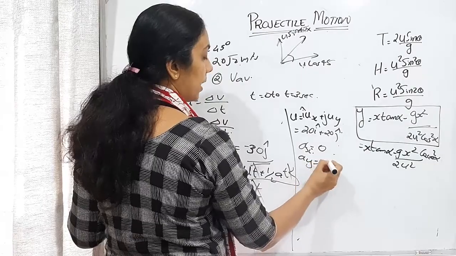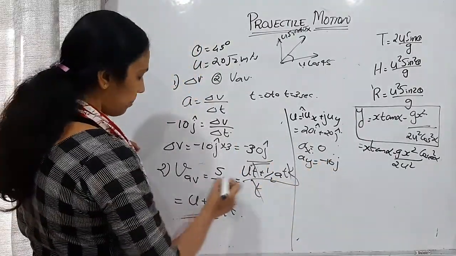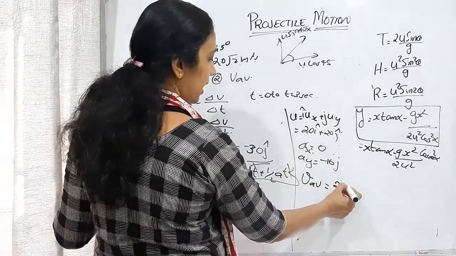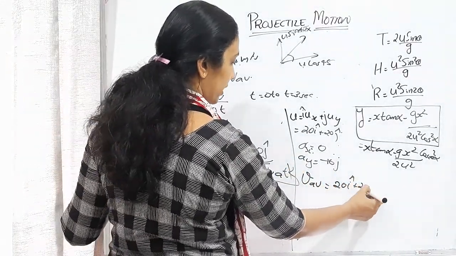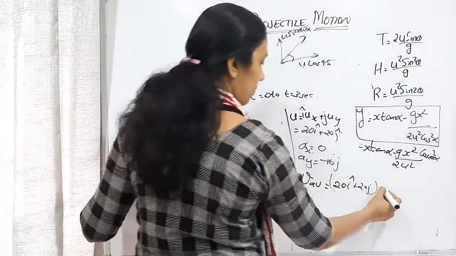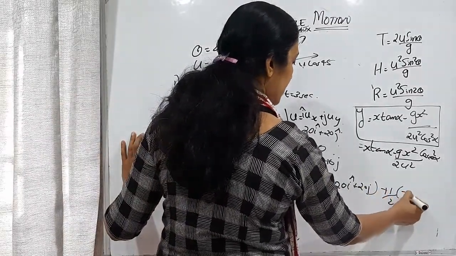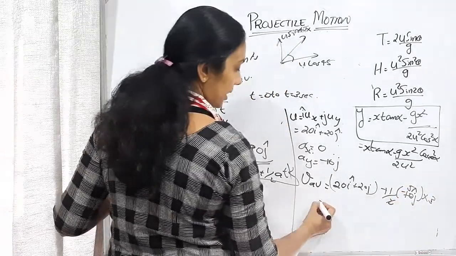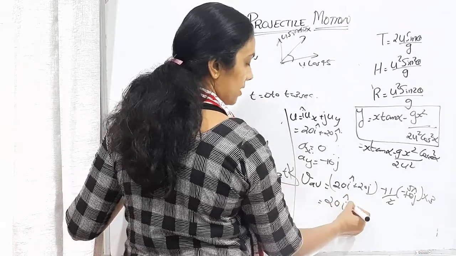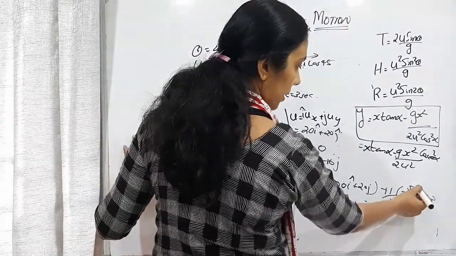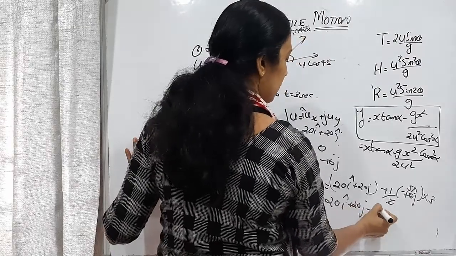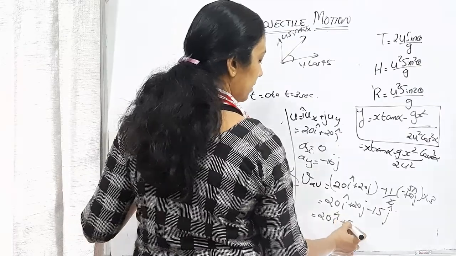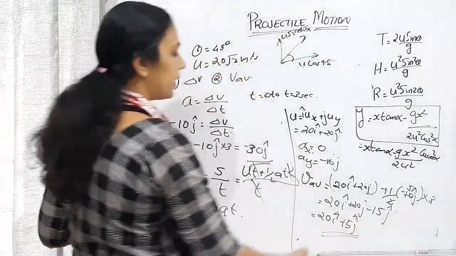Ay equals minus 10j. So we will be applying the formula V average equals U, which is 20 i cap plus 20 j cap, plus half into A, which is minus 10 j cap, into T, which is 3. Here we will be getting 20 i cap plus 20 j cap plus minus 15 j. Therefore, 20 i cap plus 5 j cap will be the average velocity.